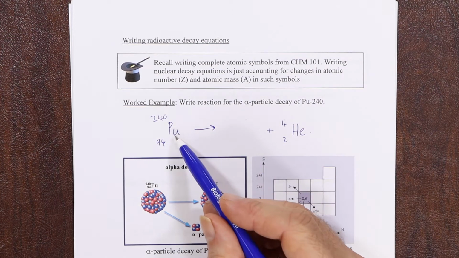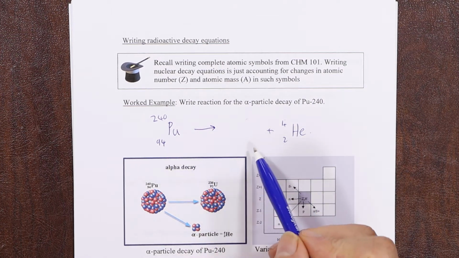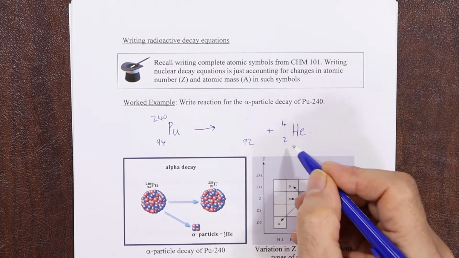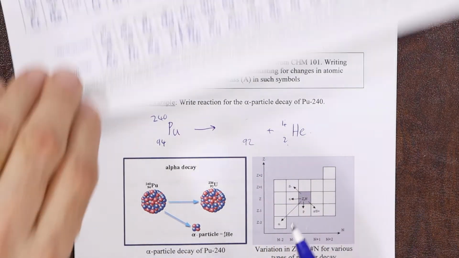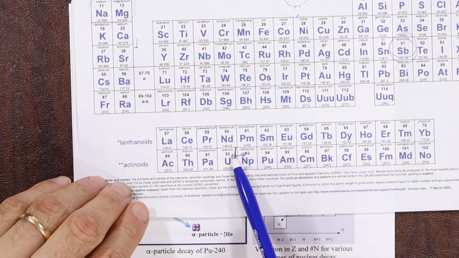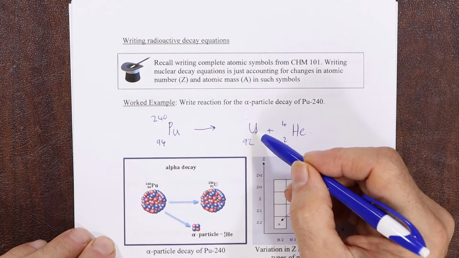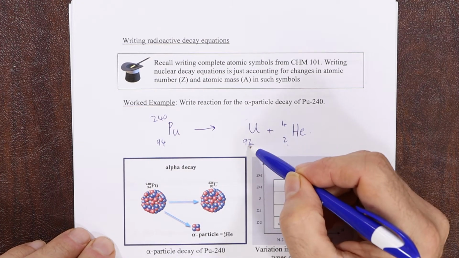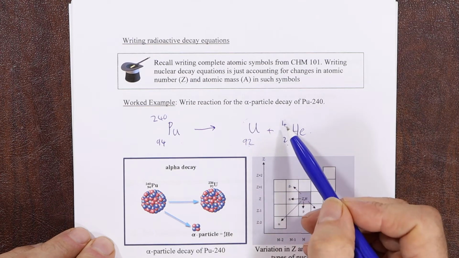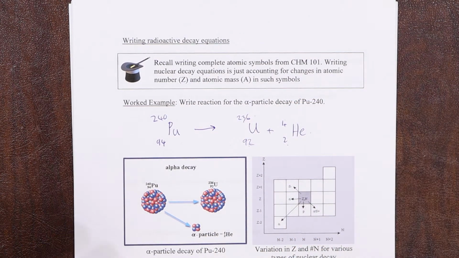Okay, now what is that other thing? Well, let's look here. These numbers must add up. So 94 is 92 plus 2, right? What's element 92? Well, it's our friend uranium. Uranium's element number 92. Remember, that's the same information: element 92 is uranium, uranium's 92. What about the mass number here? Well, 4 plus something is 240, so 236. So it's the isotope uranium-236. All right, there we go.